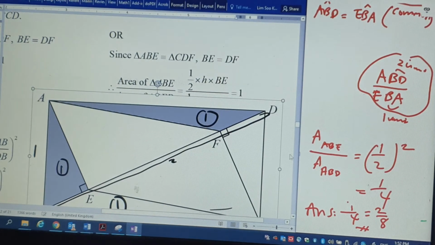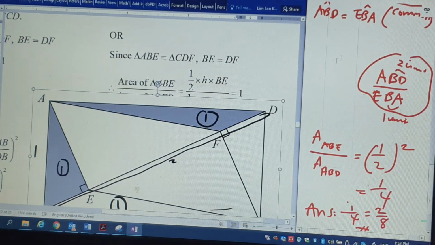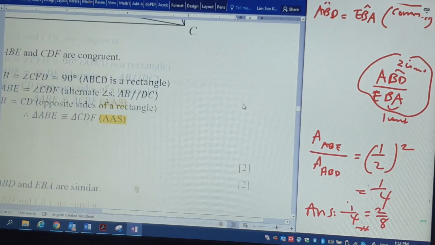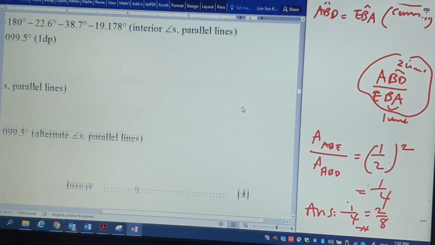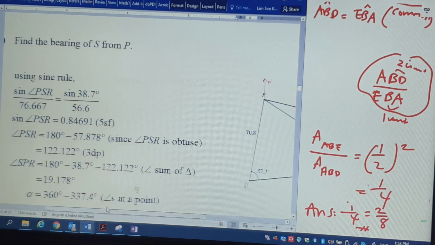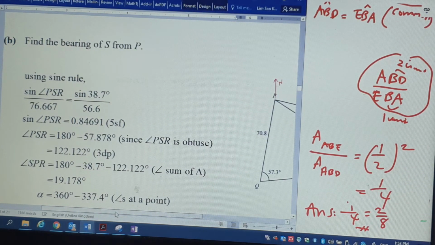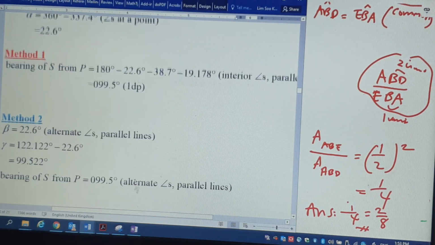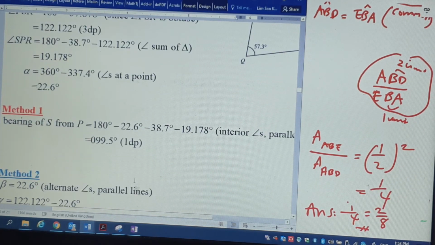Alright, I'm now going back to the trigo question that we did in the previous episode because we didn't finish it. So I left this question hanging, whether this is correct or not. Of course it's correct, but some of you may not understand.